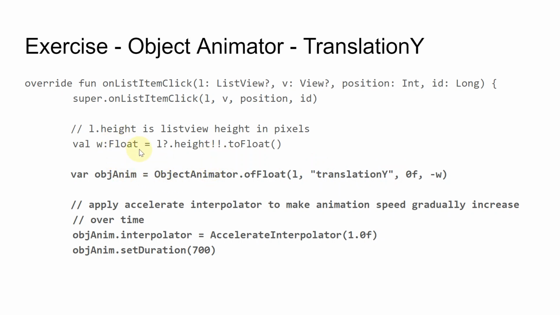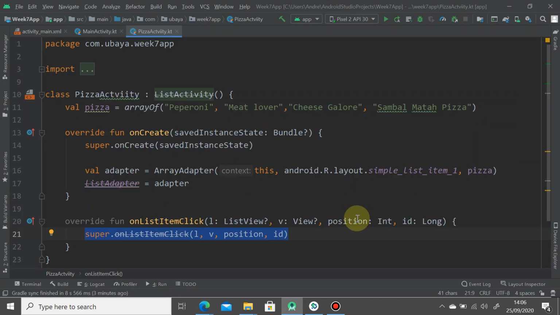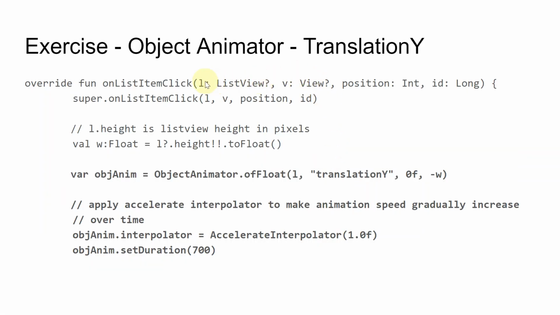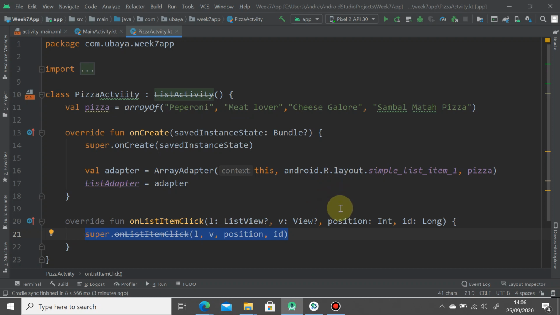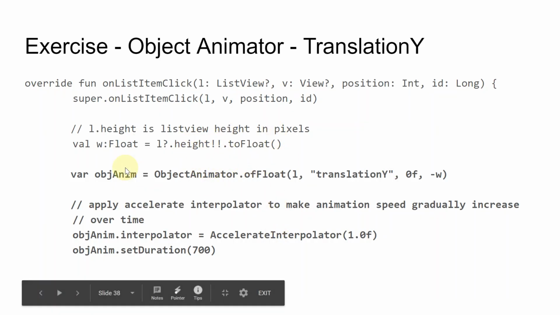So first, you have to get the object's height, which is on this view object. The view here is the list view, the whole list view object, and we want to retrieve its height.